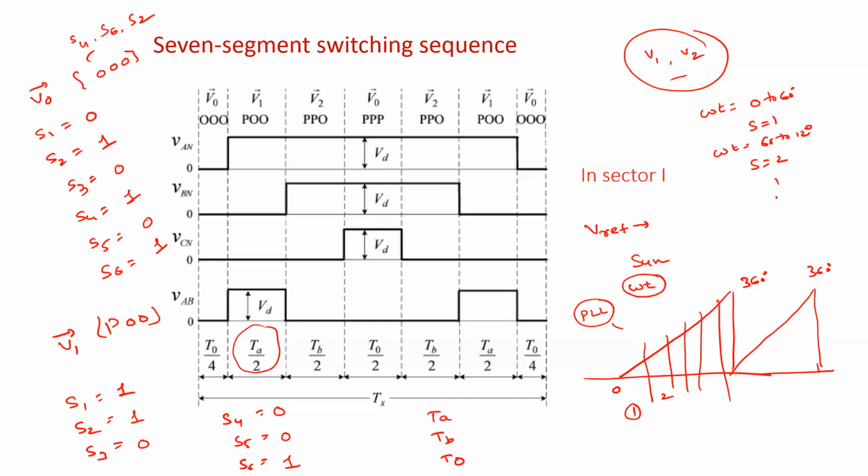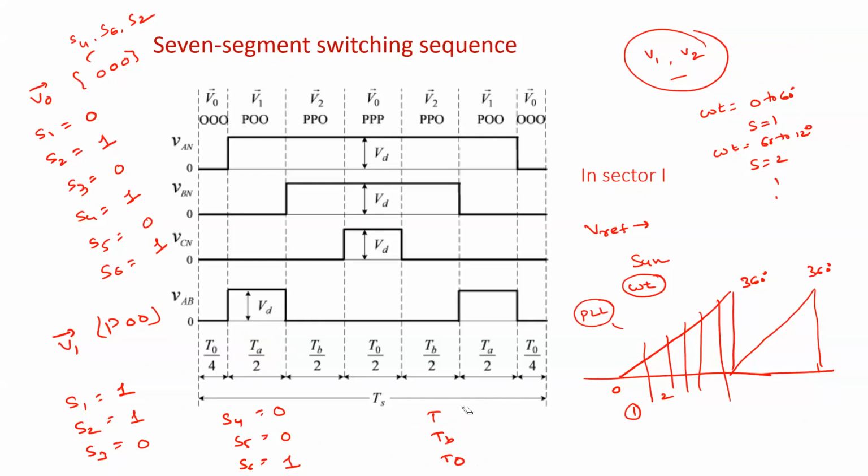So the phase lock loop, we need to obtain the omega t. From omega t, it usually varies from 0 to 2 pi, or in some cases it will vary from minus pi to plus pi. Okay. Once the sector is identified, the next step is, for each sector, you need to do these calculations, TA, TB and T0.